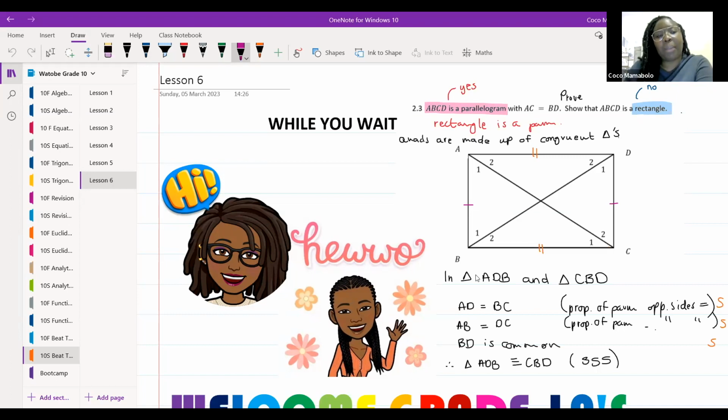Okay, we know that it's a parallelogram. Jasmine, what is the one thing that we would need to prove to make sure that it's a rectangle? Are the angles? Good. The angles are what? How much should each of the angles be? All the angles should be 90 degrees.